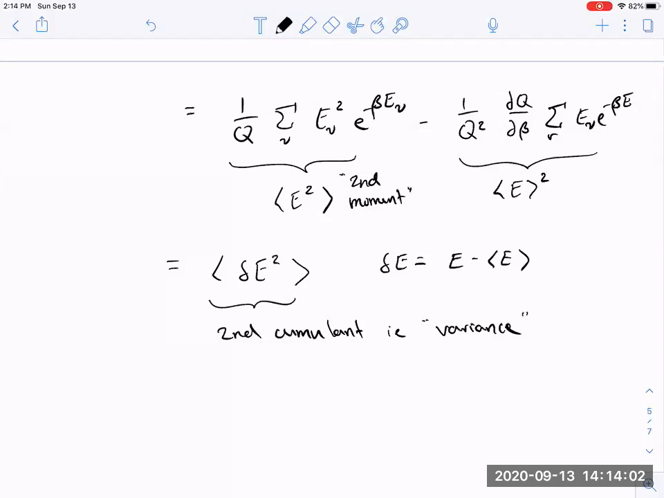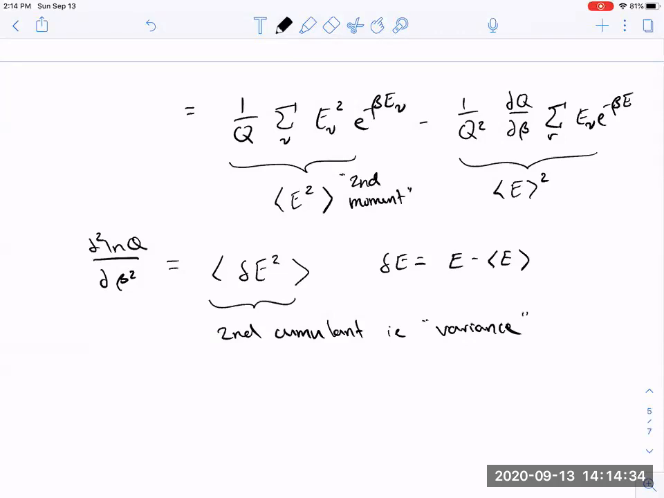Again, we arrived at that by taking two derivatives of log Q. So the first derivative gave us the first cumulant, which is nothing more than the mean. The second derivative gave us the second cumulant, i.e. the variance. We could go on and on, generating higher order cumulants, which contain more information about the probability distribution of the energy.